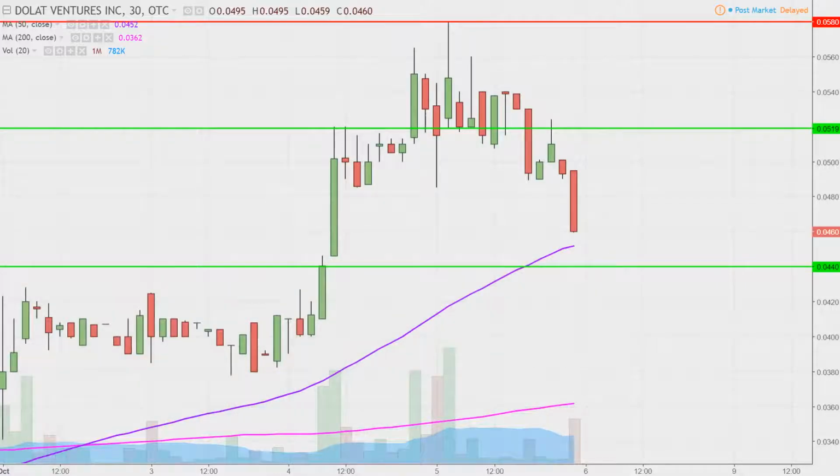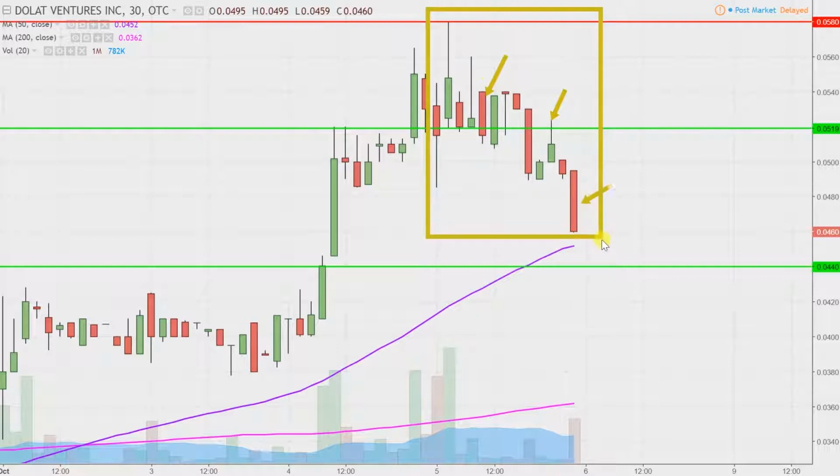Real quick, what do I mean by 30-minute, in case maybe you're new to charts? Instead of each one of these candlesticks representing 1 day's worth of price action, which is what you would normally see, each one represents 30 minutes. So all this here may look like several days' worth of time. It's actually just today's price action broken down into 30-minute time slices.